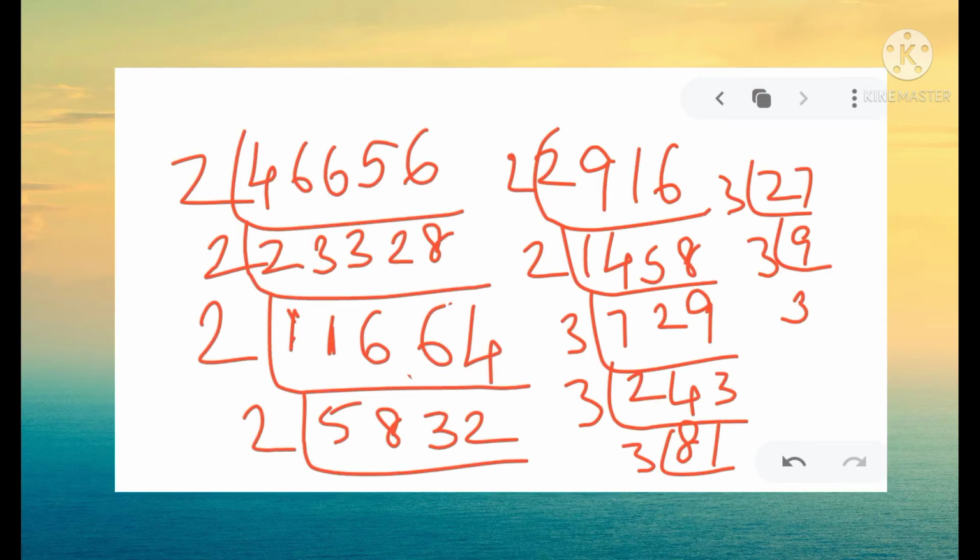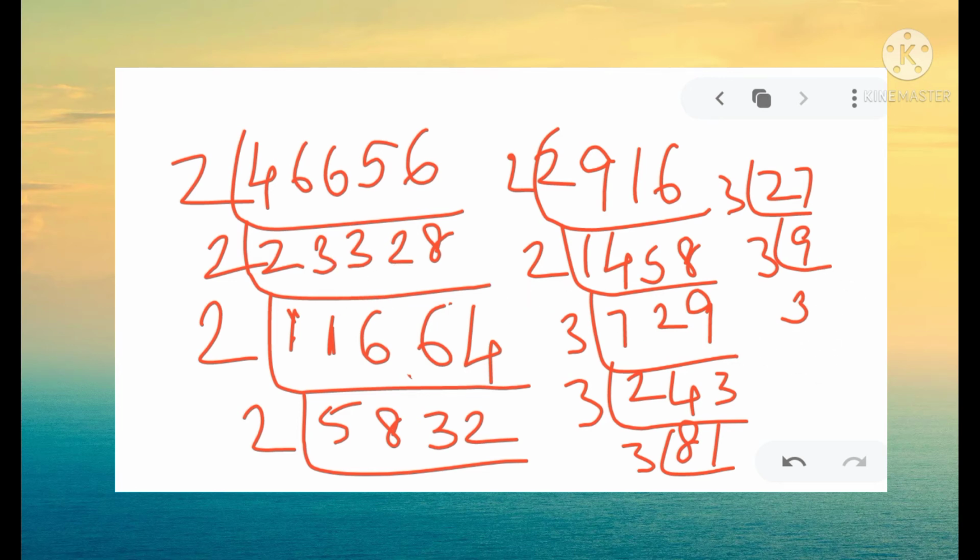Then here, after dividing 46,656 by 2, we got 23,328. Again by 2, it is 11,664. Again by 2, 5,832. By 2, 2,916. Again by 2, 1,458. By 2, 729. Since it is divisible by 3, we can divide it by 3. So the answer is 243. By 3 it is 81. By 3 it is 27. Then 9. Then 3 3.